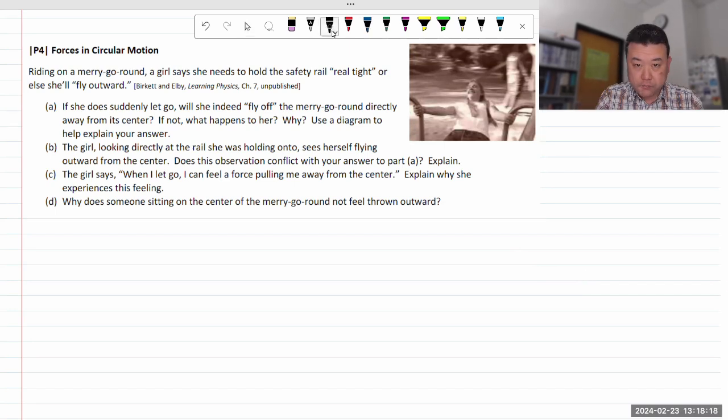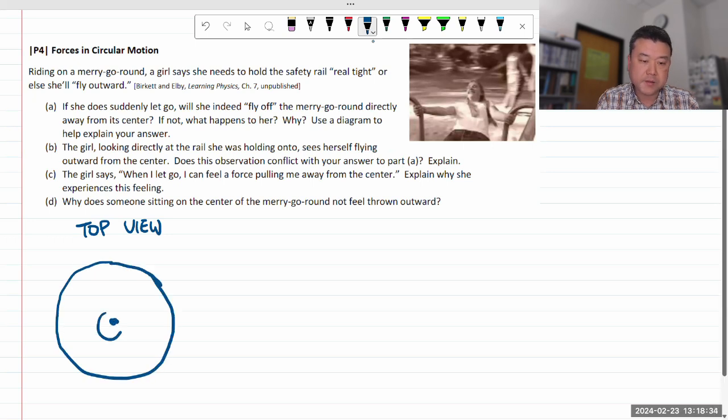Let me draw a representation of that so we have something to look at as we talk about it. So we have a top view of the merry-go-round. Imagine it's spinning about the center here. And I guess you are considering someone who's standing someplace on the merry-go-round, maybe near the edge. And this is a top view, so this is their head, this is their body.